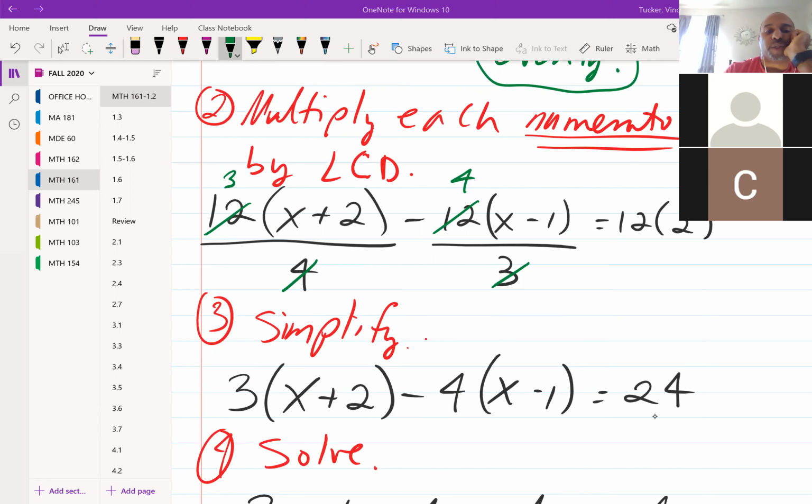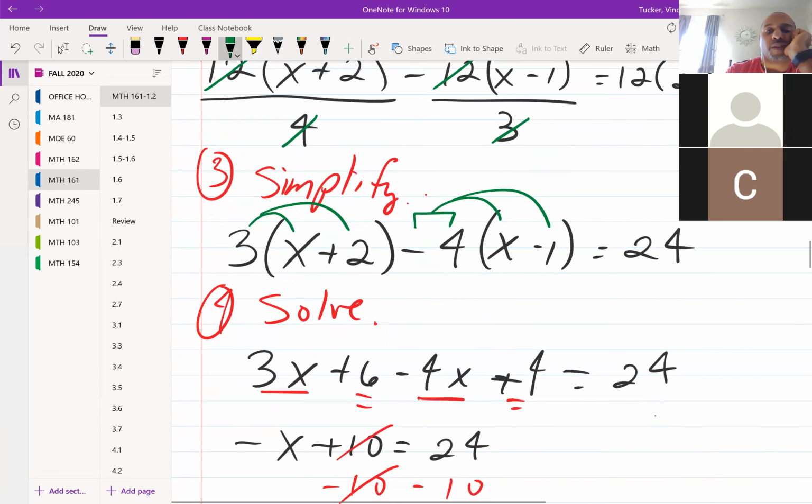Then from there, we will go ahead and solve. The fractions are gone completely. And we can go ahead and do so by starting off with distributing. Distribute the 3, distribute the negative 4. And you have 3x plus 6 minus 4x plus 4 equal to 24.